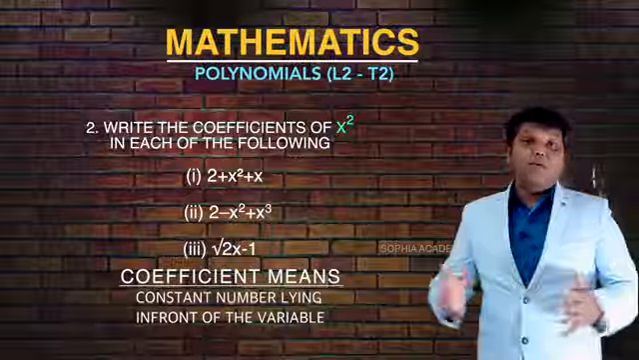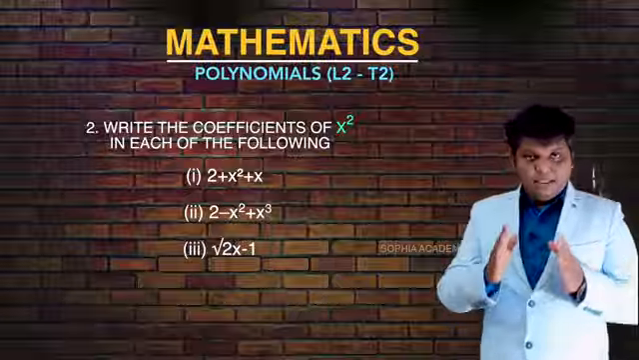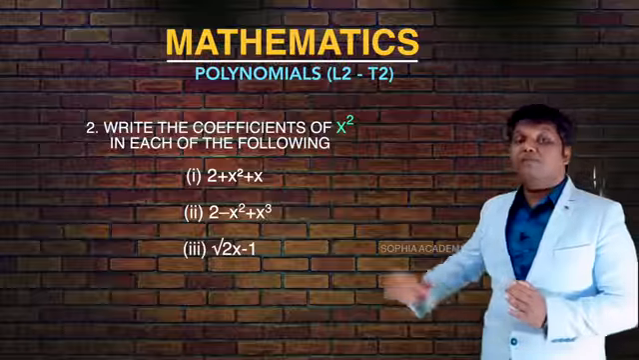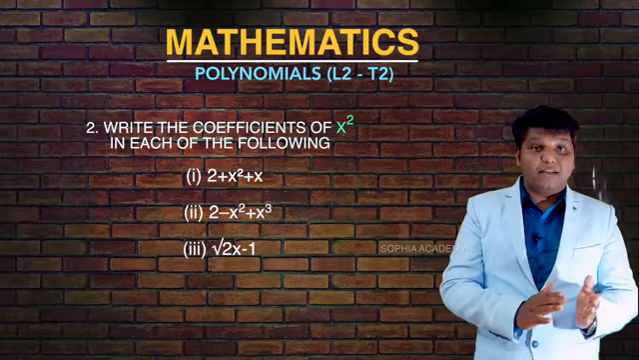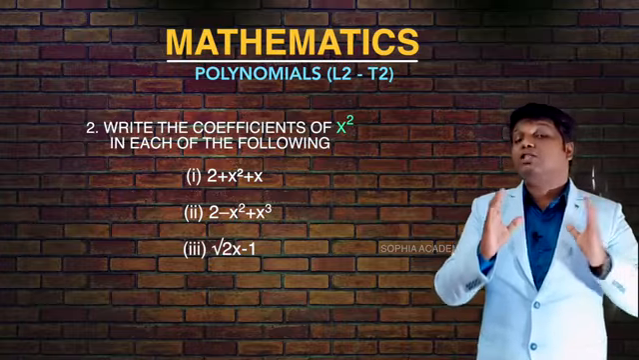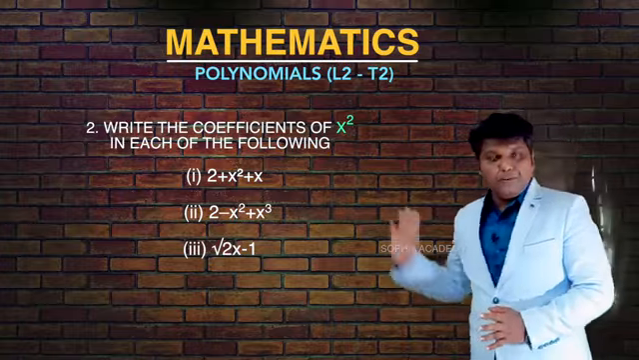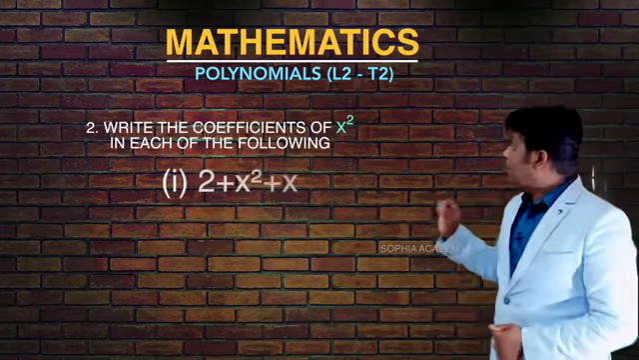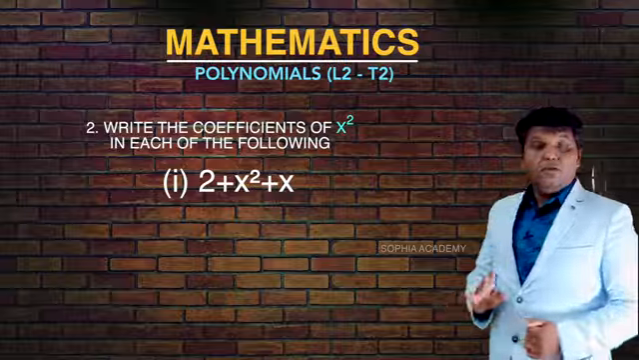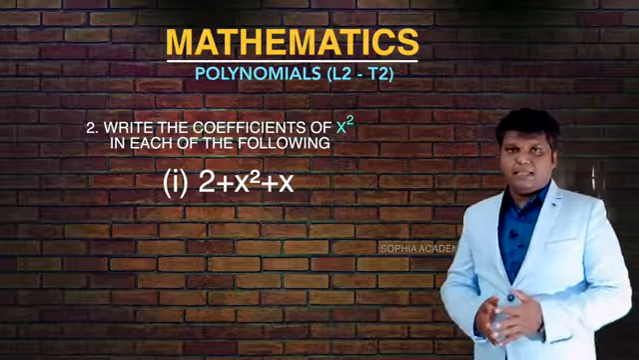So how will we check? Here specifically it is mentioned that you have to find the coefficient of x square. X square, the square of x. So let us go to the first question. I will tell you how to find this. So let us check out the very first question. 2 plus x square plus x.